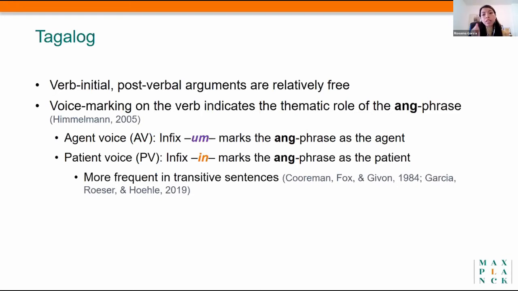We have seen from written corpus and from our analysis of Dr. Marzan's child directed speech that the patient voice is actually more frequent in transitive sentences. This will be important for our predictions for the experiment, so I will go back to that later. Let's take a look at examples.